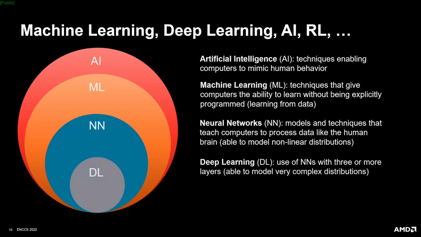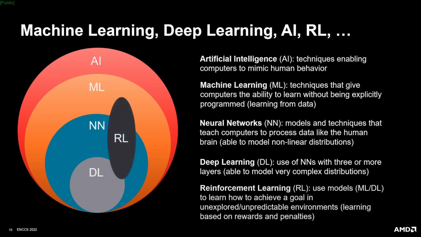Deep learning is a smaller set of these neural networks, because when you say deep learning, we use a neural network with 3 or more layers. This gives the neural network the ability to model even more complex distributions, because you add more learning power with the number of layers that you stack one after the other. And of course, there are various architectures: recurrent neural networks, convolutional neural networks, and so on. But that's the gist of it.